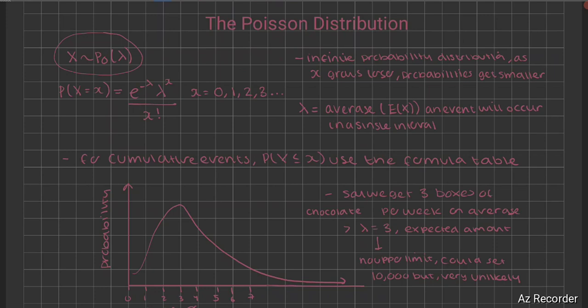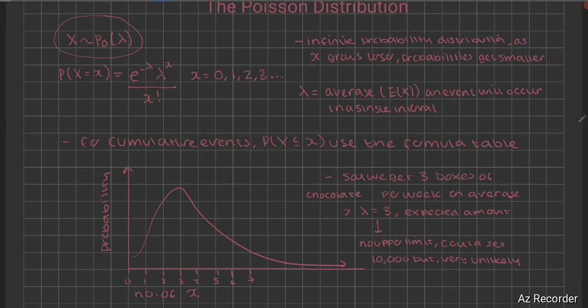So for example, say we get 3 boxes of chocolate per week on average, and that means lambda is equal to 3. And if we have a look at this graph here, this is what a Poisson distribution looks like. You can see it's very skewed here. We get 3 boxes of chocolate, and if you notice, the probability is the highest when the event occurs that we do get 3 boxes of chocolate.